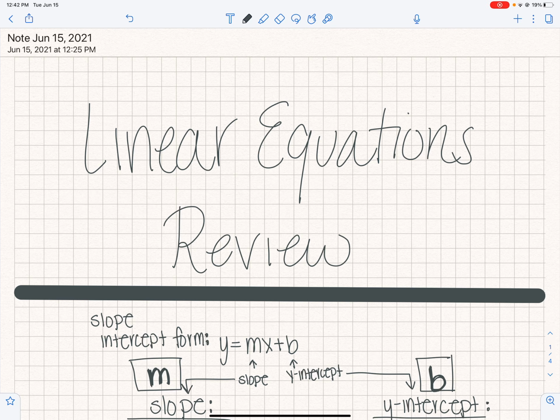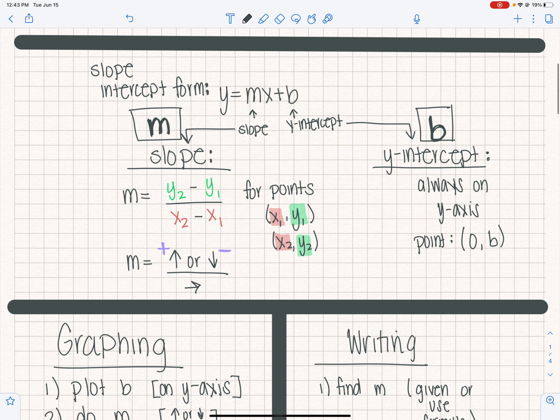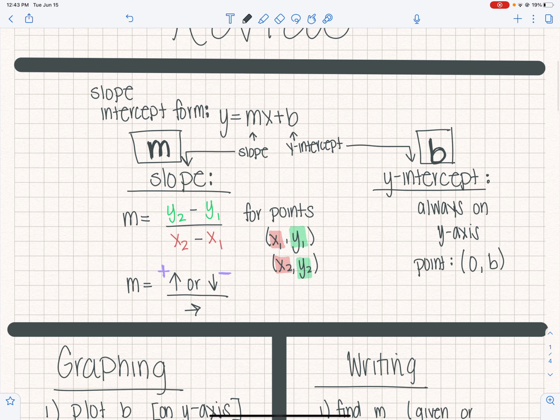Hey guys, I just wanted to make a quick video of linear equation review. With this video, I'm going to cover graphing linear equations and writing linear equations. So it's going to be quick, but just to give you a reminder of what I'm looking for with this stuff. So first part, just an overview of slope.